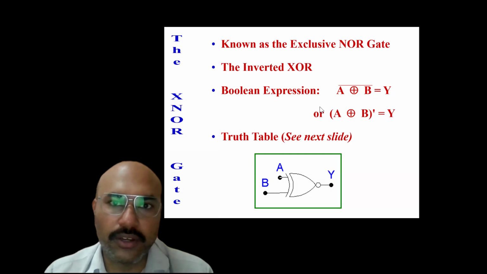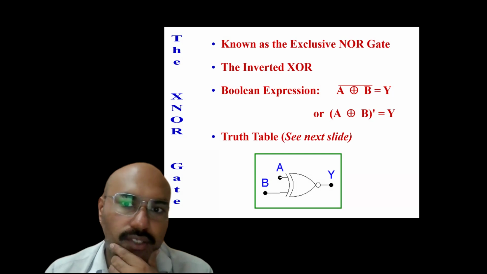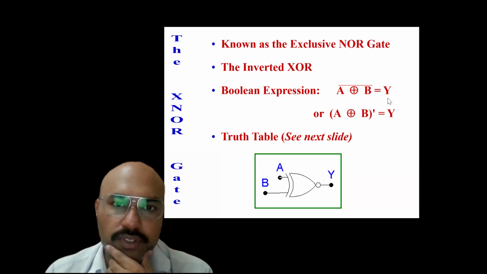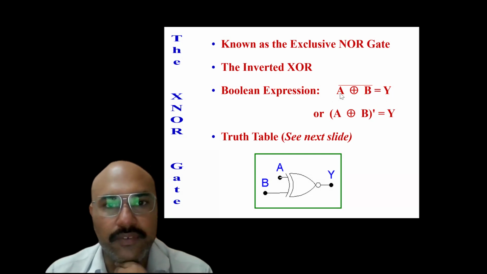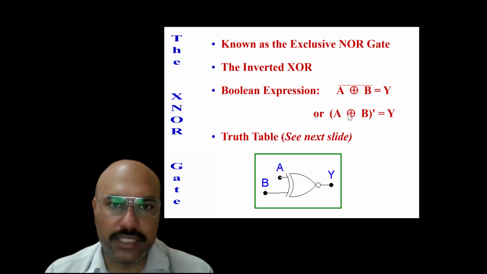The inversion of this XOR gate is called the XNOR gate. Why is it called XNOR? Because we have used an inverter ahead of that XOR gate. So for this particular gate, previously we were having A XOR B, and the complement of that is known as A XNOR B.